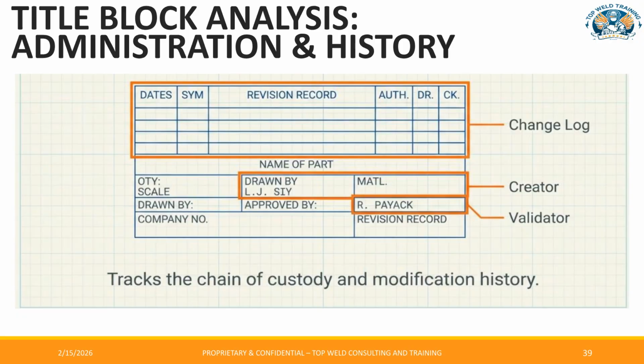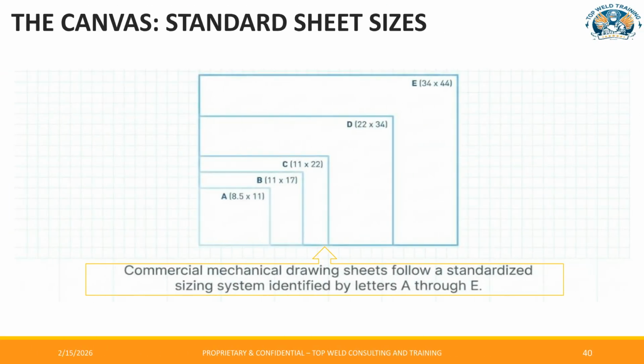Administration and history sections of the title block tell the story of the document. These fields track revisions, approval dates, and engineering changes, maintaining accountability throughout the project lifecycle. Finally, we consider the drawing sheet itself. Standard sheet sizes follow established formats that allow for efficient printing, filing, and handling, ensuring consistency across the entire set of technical documents.